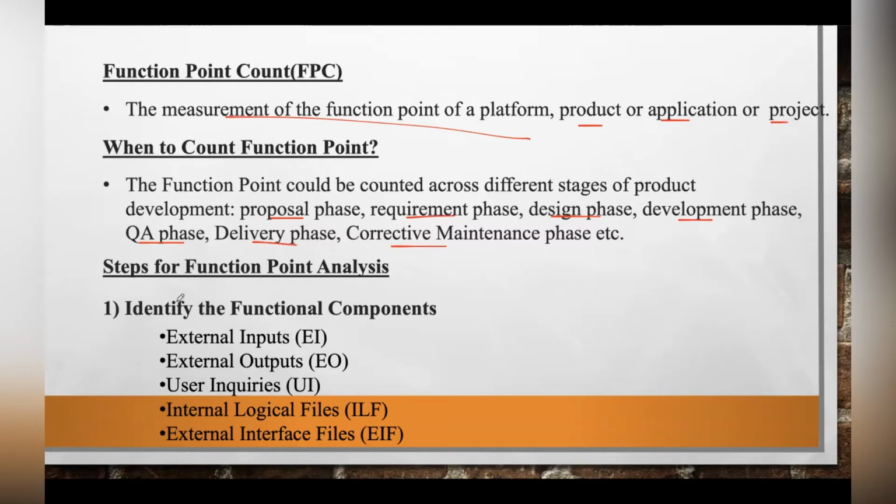And we have various steps for function point analysis. First is to identify the functional components. Here we have components like external inputs, which are the user inputs or data entering the system. Then external outputs, generated by the system for users. Next, we have user inquiries, which are requests for information that result in immediate responses. Then we have internal logical files, which are groups of related data maintained within the system. Then external interface files. These files are the data used by the system but maintained by external applications.